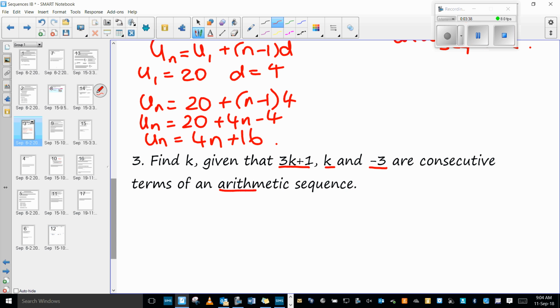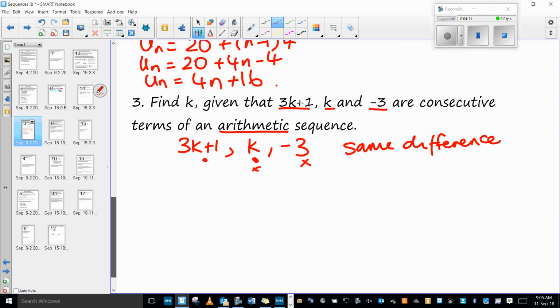If I listed 3k plus 1, k and negative 3, what do I know about this sequence, given that it's an arithmetic sequence? It has the same difference. That means that this term subtract this term has to be equal to this term subtract this term. So they have the same difference. So I can say that k subtract (3k plus 1) is equal to negative 3 subtract k.